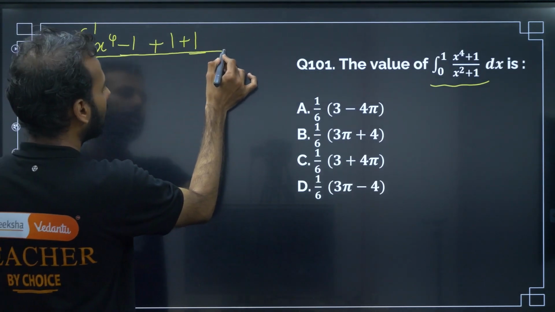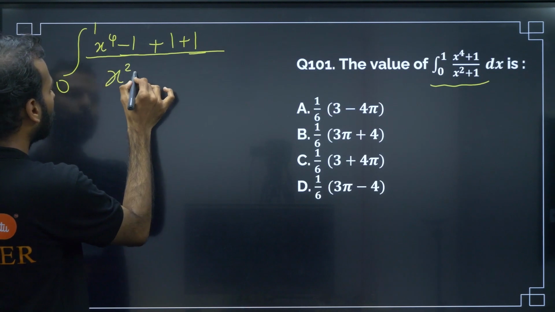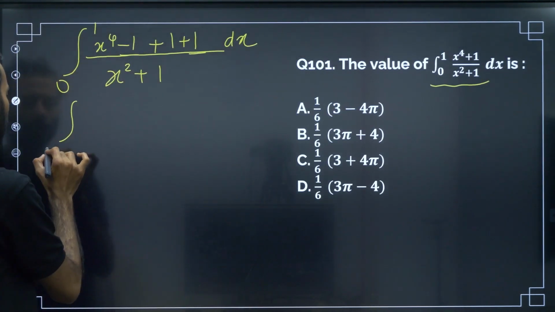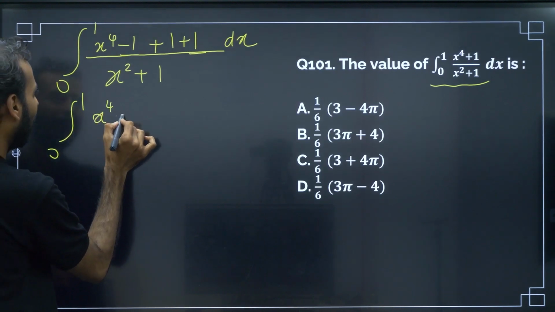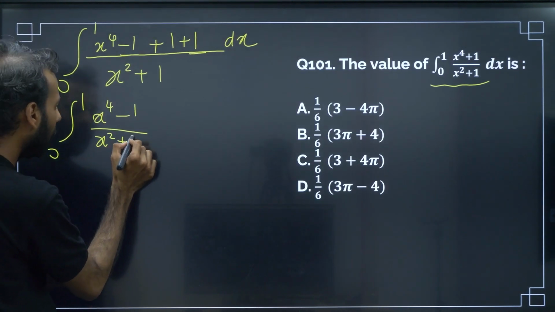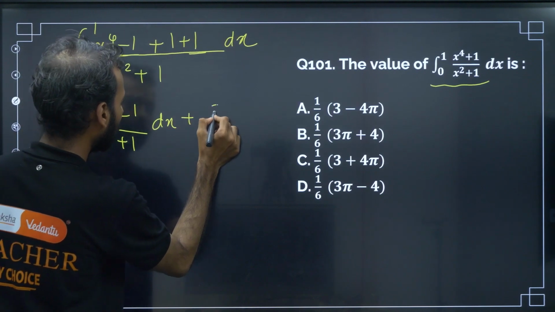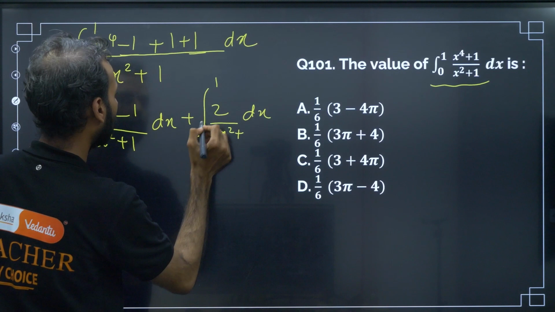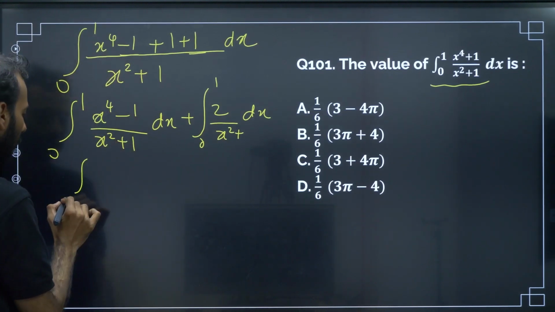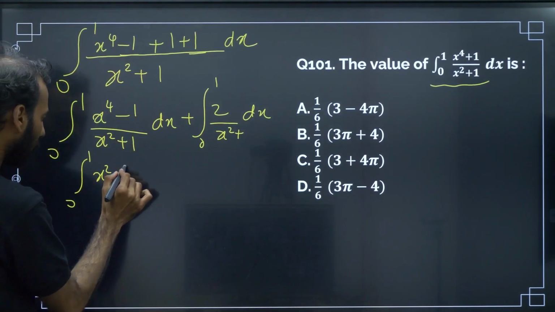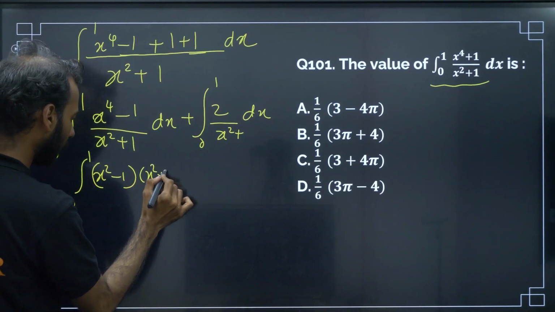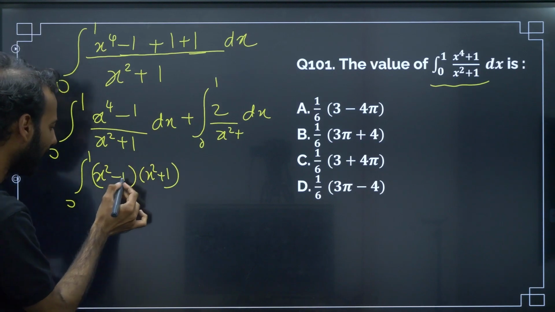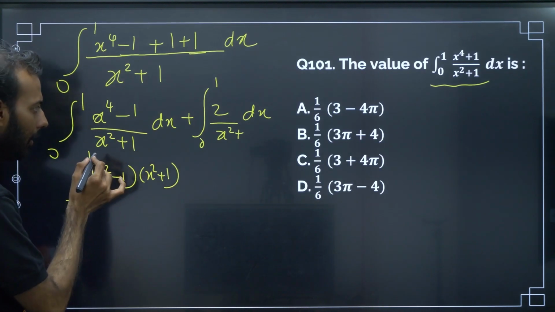Let me write the denominator as it is, x² plus 1 dx. So (x⁴ minus 1) by (x² plus 1) dx plus 2 by (x² plus 1) dx, 0 to 1, everything as it is. So this I am writing as (x² minus 1)(x² plus 1). This is in the form of a² minus b², and a² minus b² can be written as (a minus b)(a plus b). That identity I am using.